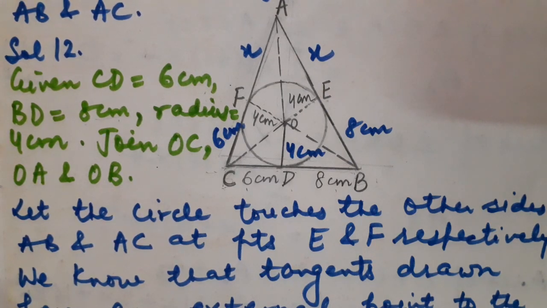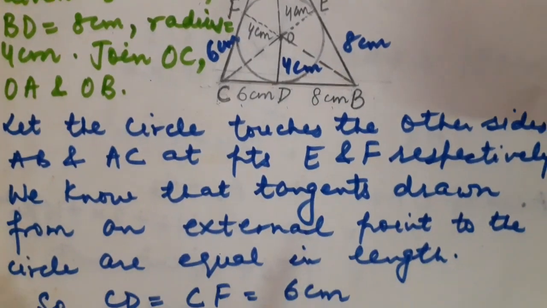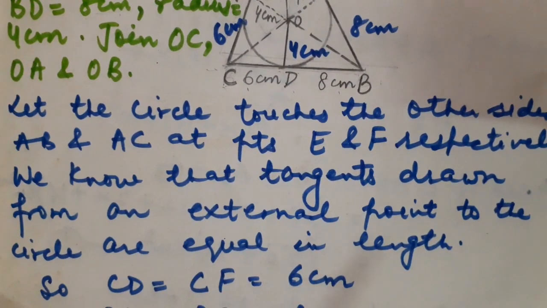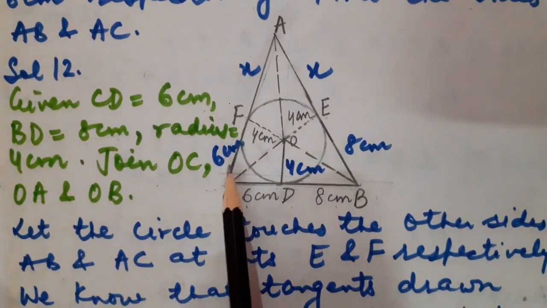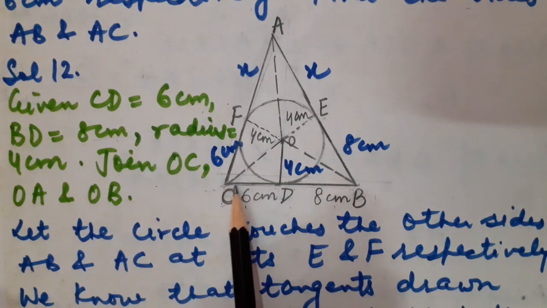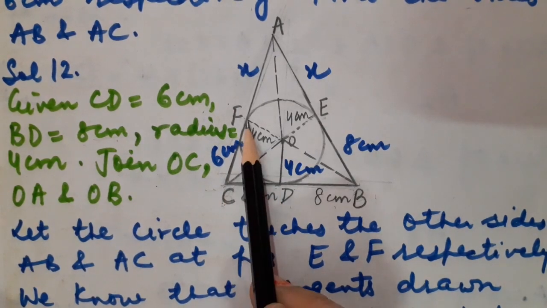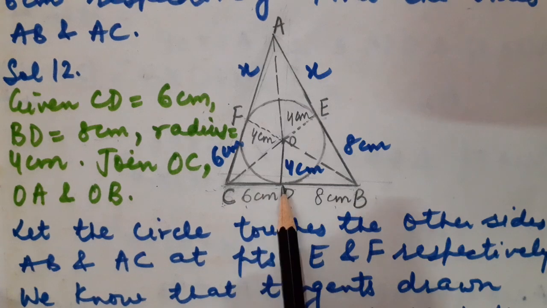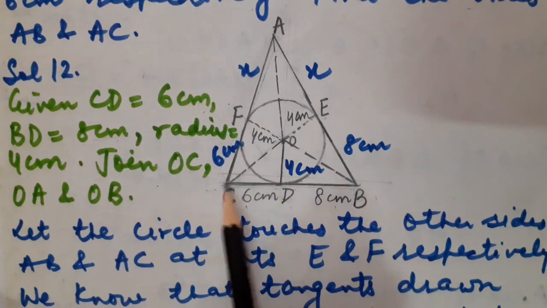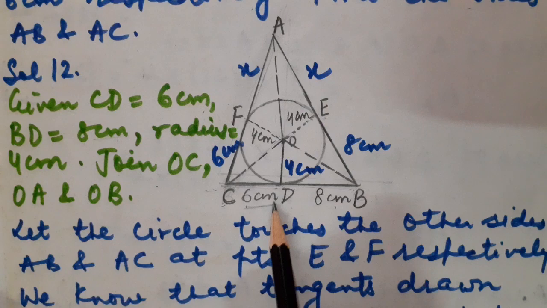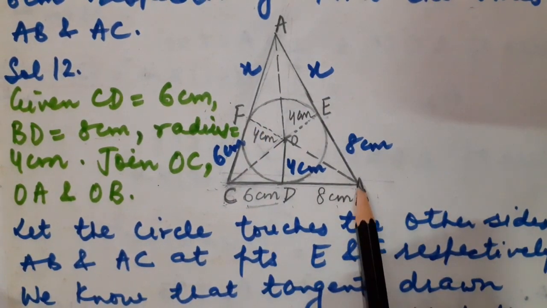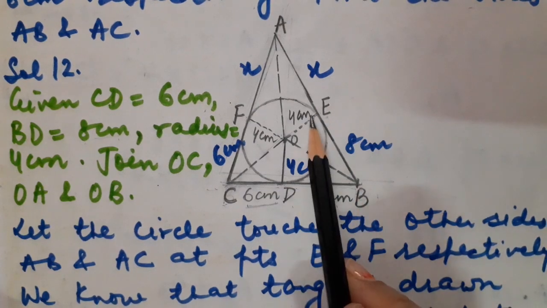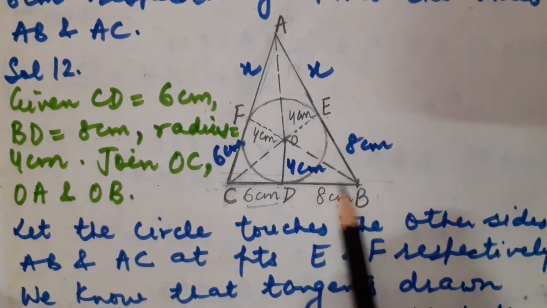Fine, children? Now children, again I am going to apply theorem 10.2. What is the statement of that theorem? We know that the tangents drawn from the external point to the circle are always equal in length. So let us take C as the external point. Then definitely CD must be equal to CF. But children, I know the measurement CD. The length of CD I know. So this is equal to 6 centimeter. It means CF will also be 6 centimeter. In the same manner, if B is external point, then BD must be equal to BE. So if BD is 8 centimeter, then BE must be 8 centimeter.